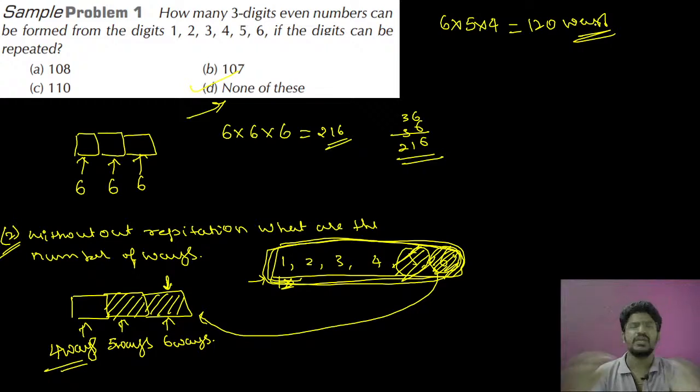You got 120 ways to complete your option without repetition. With repetition it is 216. Without repetition it is 120.